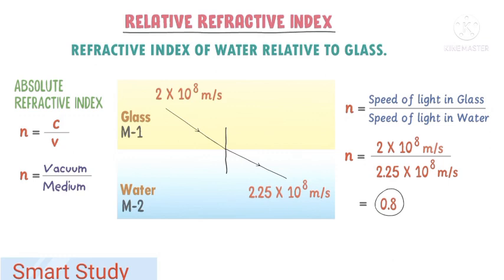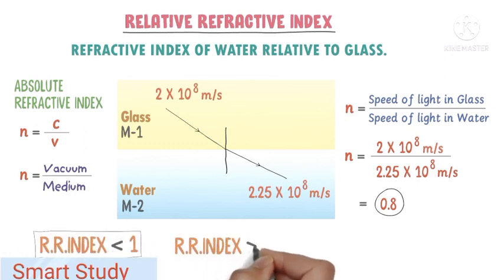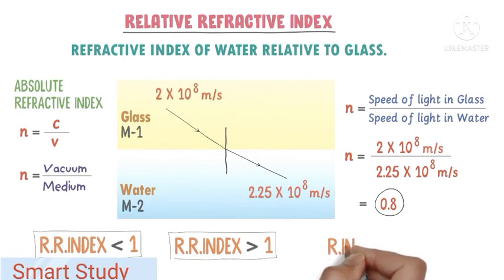Also remember that relative refractive index is either smaller than 1 or greater than 1, depending upon the relativity of the two media. But both absolute refractive index and relative refractive index will never be equal to 1. I hope that you have learned all these concepts.